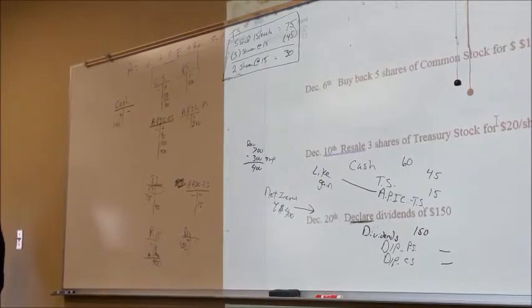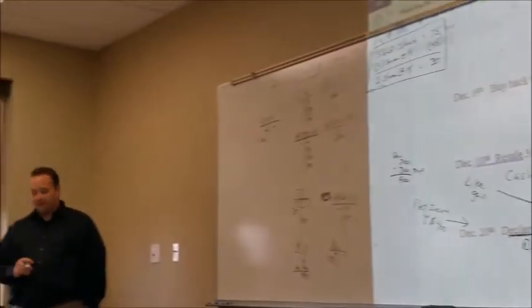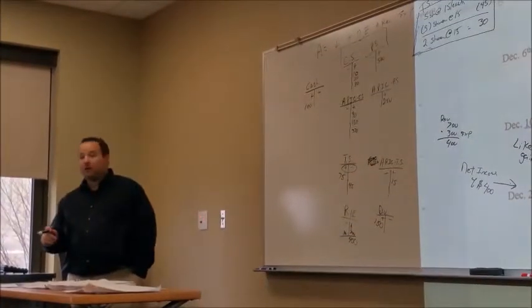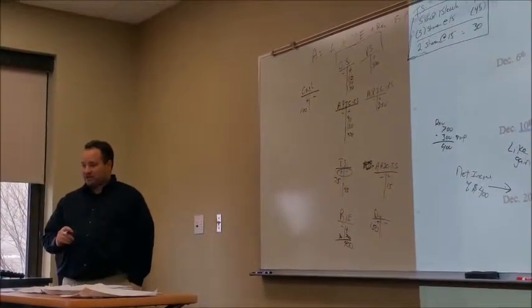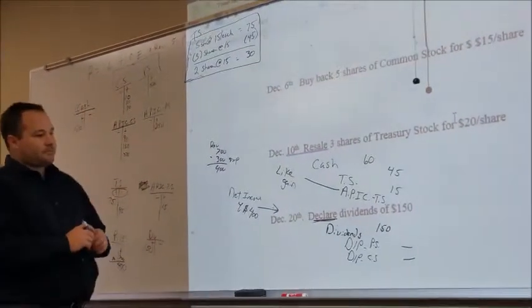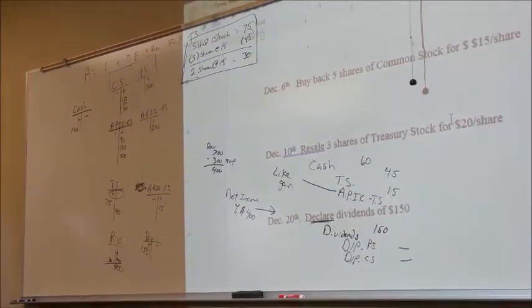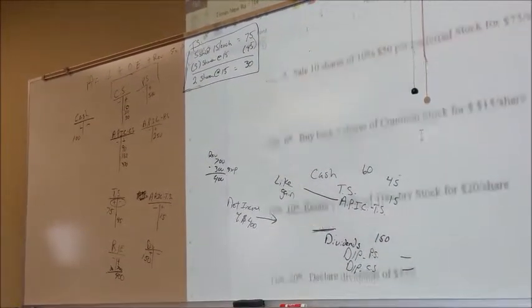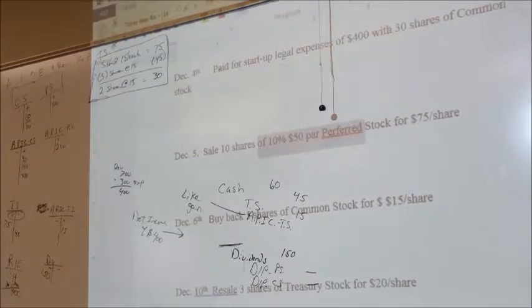Who gets paid first? Preferred, and how much do they get paid? A percentage of the par value. Yeah, so how much? Go back up a little bit. It would be $5, wouldn't it? Yeah, they get paid $5 a share.